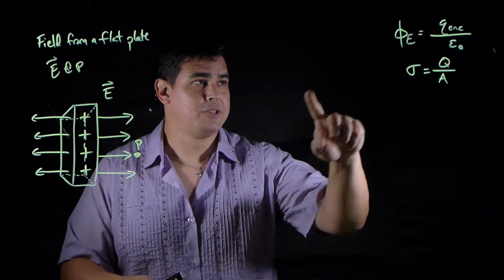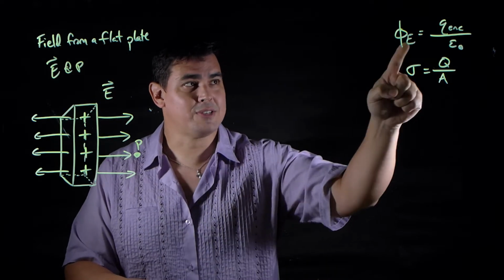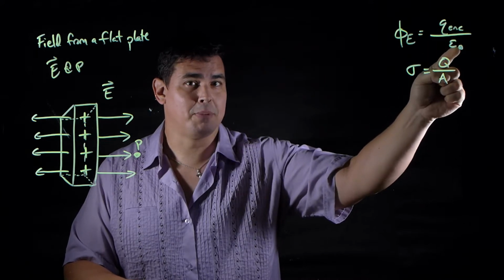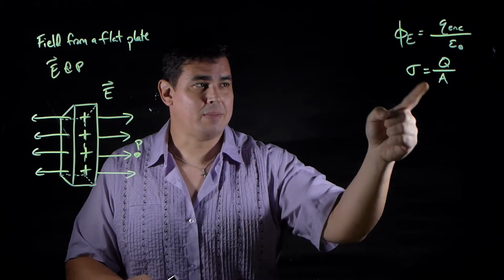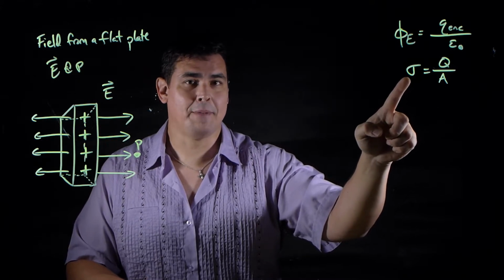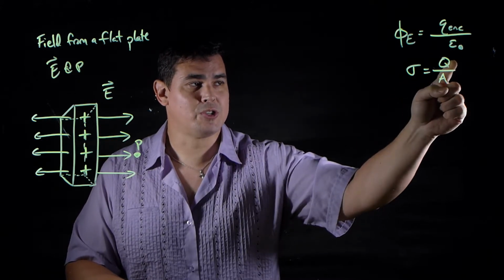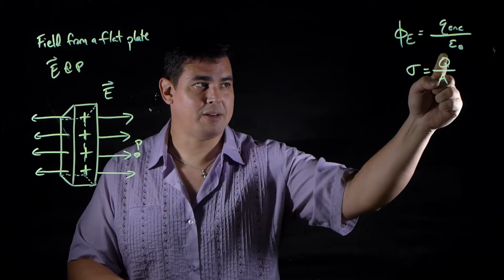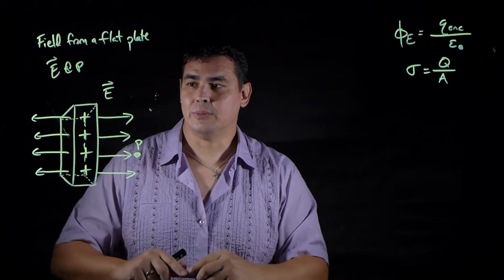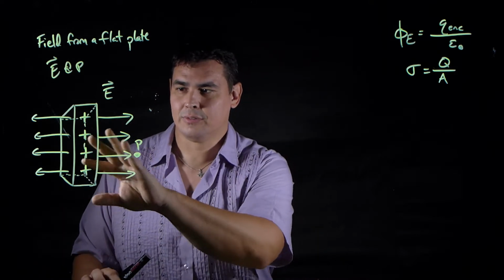So first, let's remember, we know Gauss's law is the electric flux is equal to the enclosed charge divided by the permittivity of free space. And then I'm throwing this in there. This is the surface charge density. That's the Greek letter sigma. That's equal to the total charge on the surface of the object divided by the total surface area of the object. Okay, so let's draw a Gaussian surface for this problem.